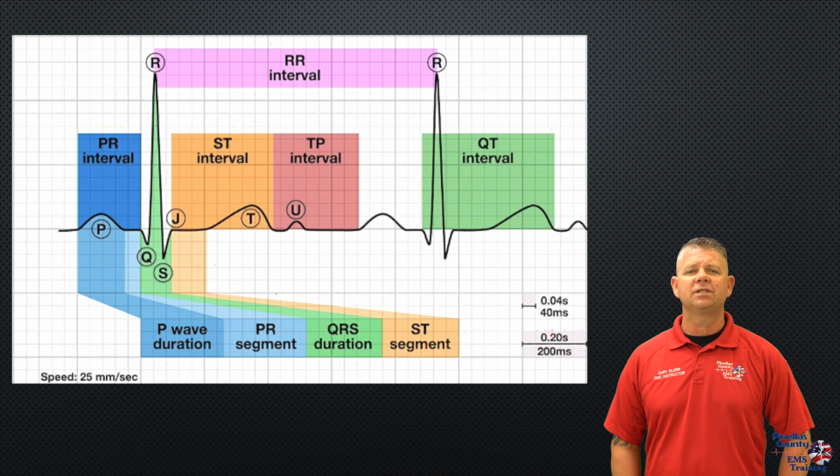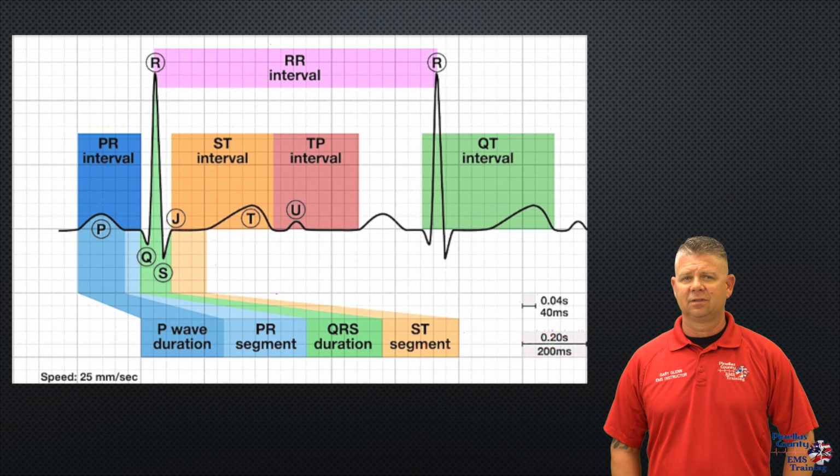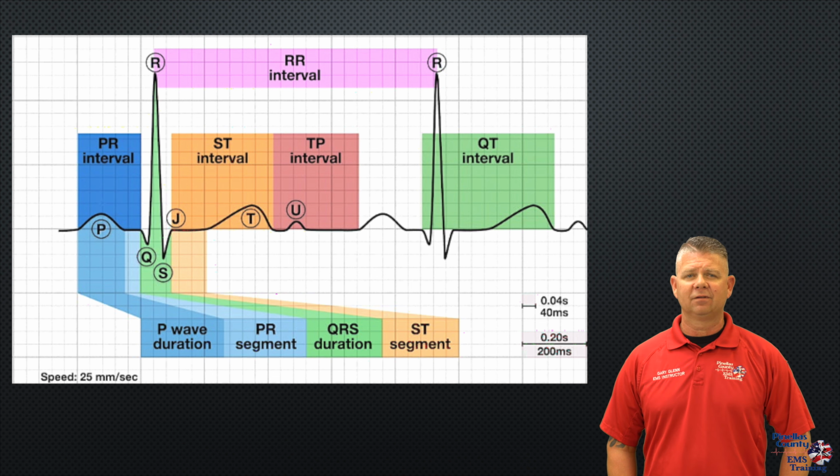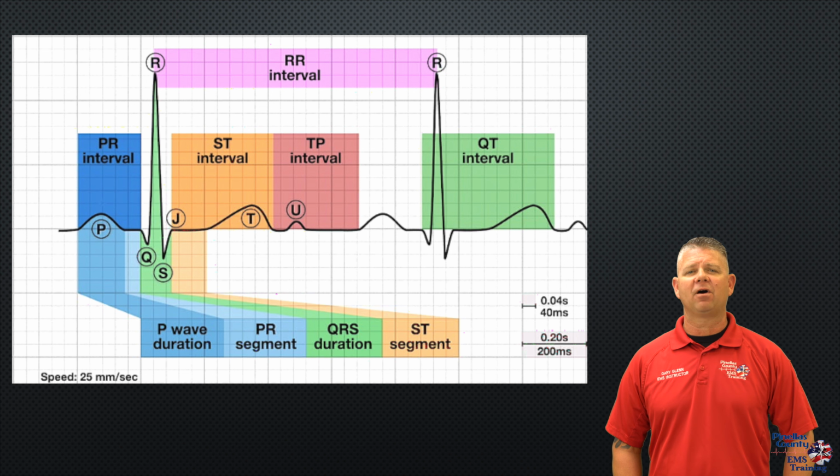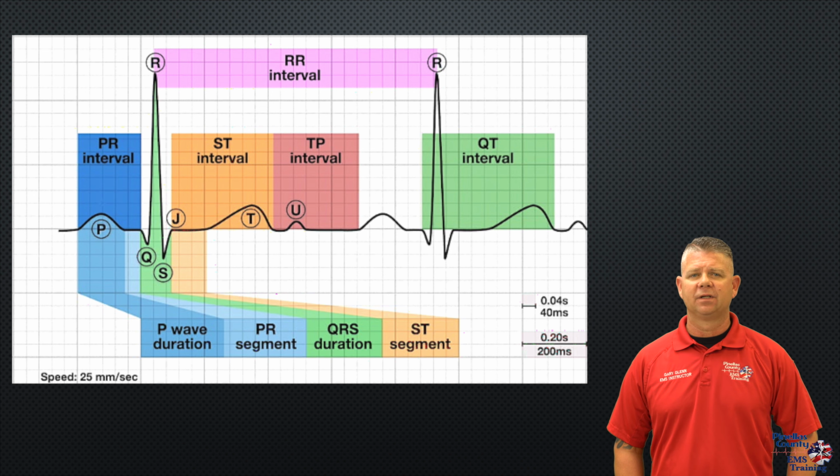To determine the QT interval, this is a little bit of math we have to do now. We have to measure the R to R interval and divide by 2. Measure the QT interval and make sure that it's less than half the R to R interval. If it's less than half, it's considered normal. A QT greater than half the R to R interval is considered a prolonged QT.